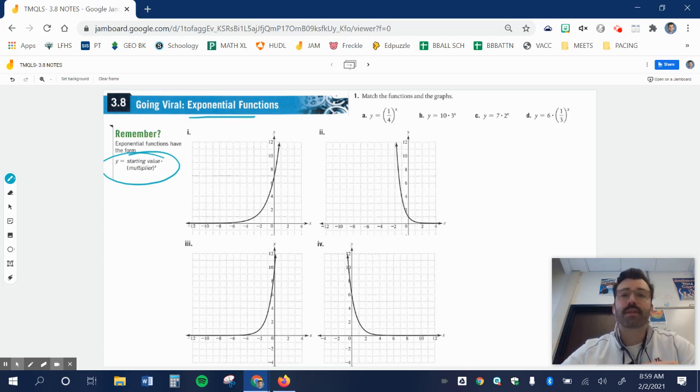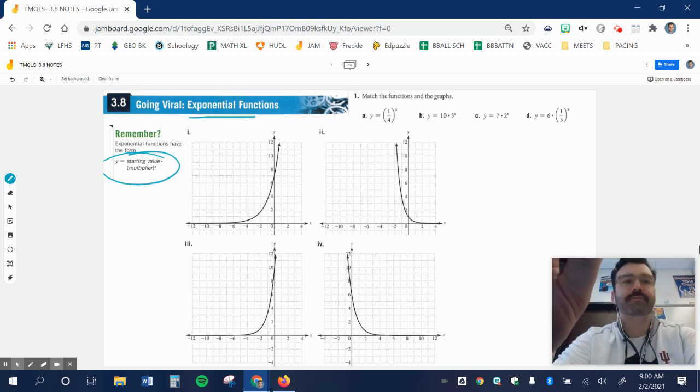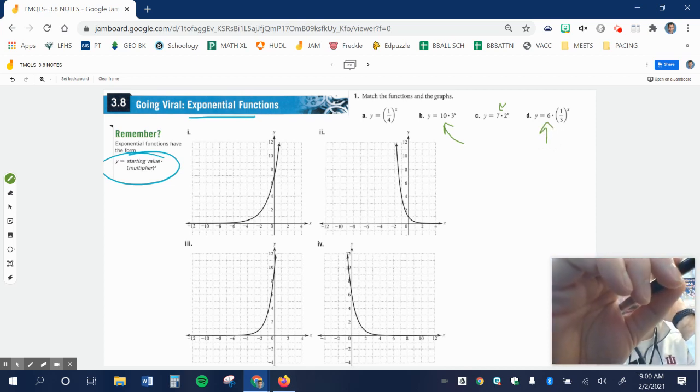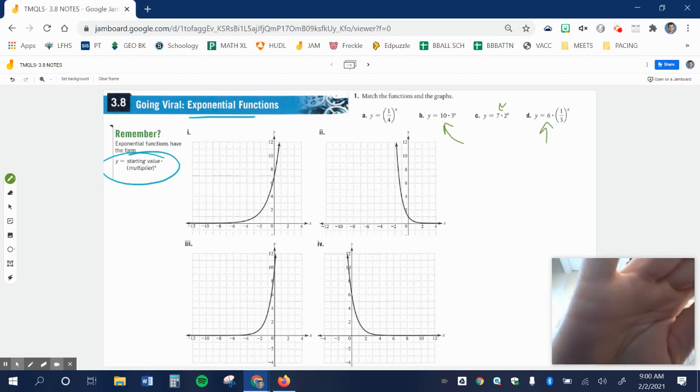Again, if we look here, all right, well, we have 4 different functions here. Some of them are on a decrease, so they're going to go increasing, okay? But the biggest thing we have to look for is that starting value. So if we look at some of these, this one looks to have a starting value of 10, this function has a starting value of 7, and this function has a starting value of 6, all right? I'm going to look for the starting value of 10 first.